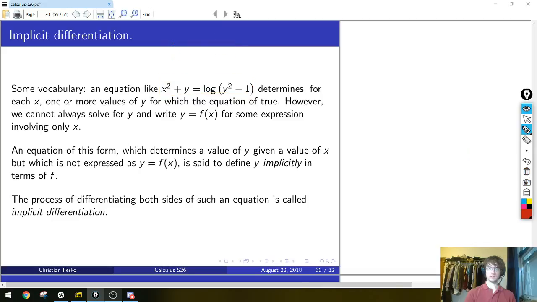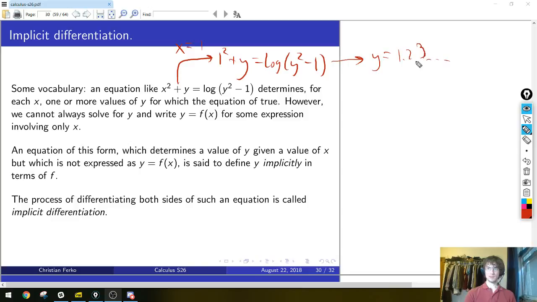So for instance, if I plug in x equals 1, this is 1 squared plus y equals log of y squared minus 1, and then you plug this into your computer because I don't know how to solve this, and you get some number. I don't know why. I have no idea what the number is going to be, so you get some decimal expansion.